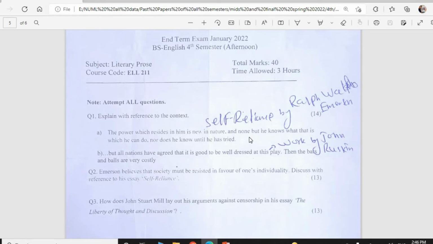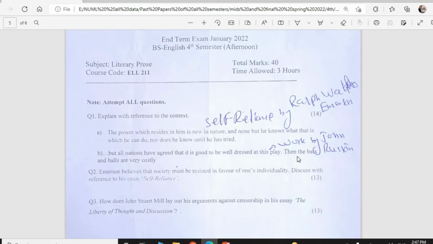Videos are available. And part B: But all nations have agreed that it is good to be well dressed at this play. And then the bats and balls are very costly. So some people, if you didn't go through the text or the essay, it's difficult to perceive these lines, right? Because this is not the physical meaning of bats and balls. Actually they have metaphorical meaning. They refer to the weapons, right?